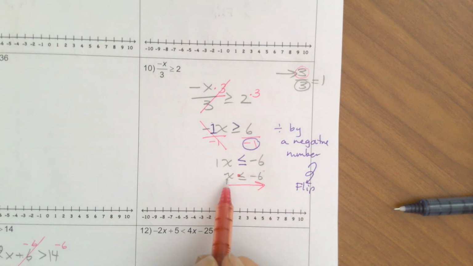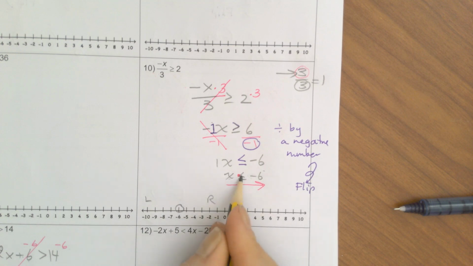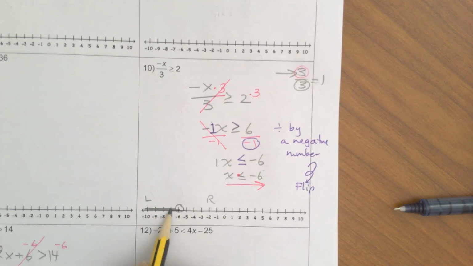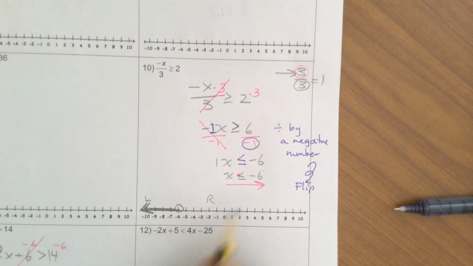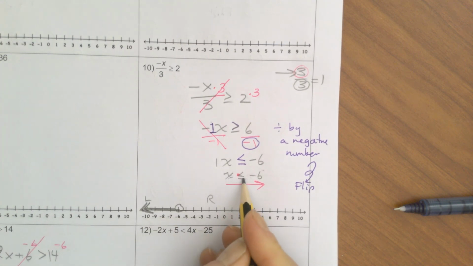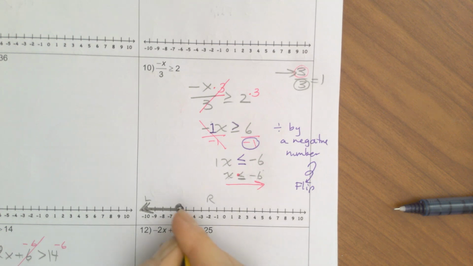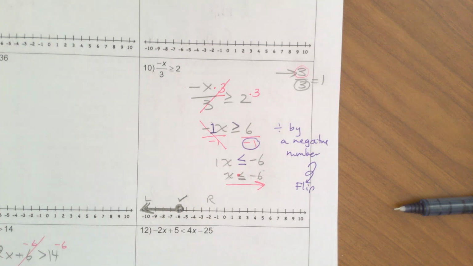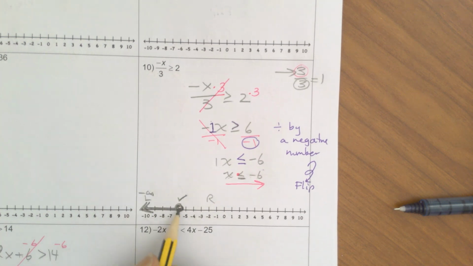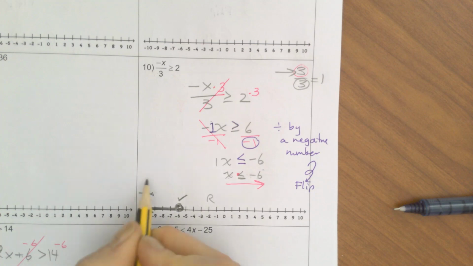So it says x is smaller than or equal to negative 6. So negative 6, smaller. Is smaller on the left or the right? Smaller. X is smaller. Smaller is this way. Now it says x is smaller than or equal to. See that equal to? It means we want the negative 6, so I have to close that in. Check it. Yes, we want it. That's a check mark. We want it. So that goes from negative 6 all the way down to negative infinity.